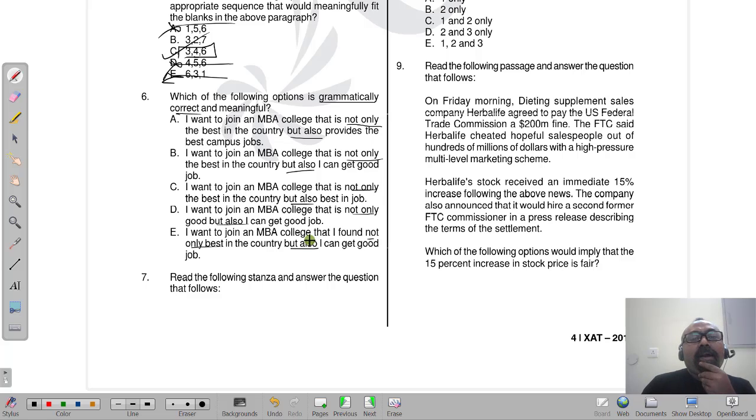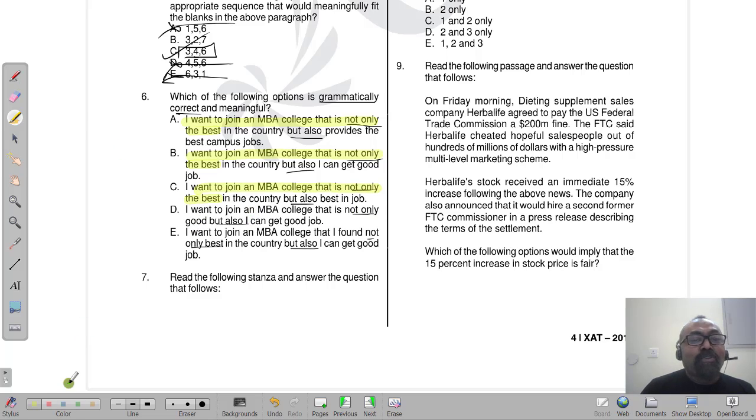So you would obviously want those two things to be aligned in what they are talking about. If it is negative, then that should be negative. If it is positive, this should be positive. That makes better sense. Another thing you see is the first part: I want to join an MBA college that is not only the best. I want to join the MBA college not only good.